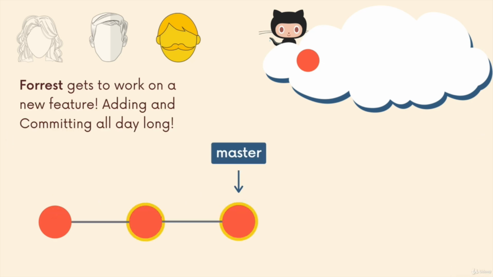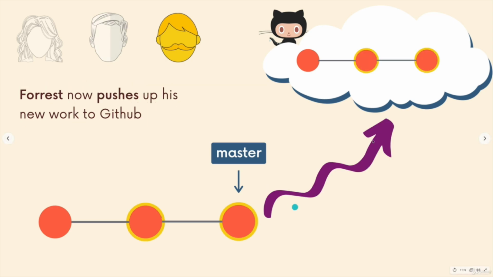So he wants to share that with everyone, right? He pushes that up. So you can see those new commits. There's now 3 total commits on GitHub.